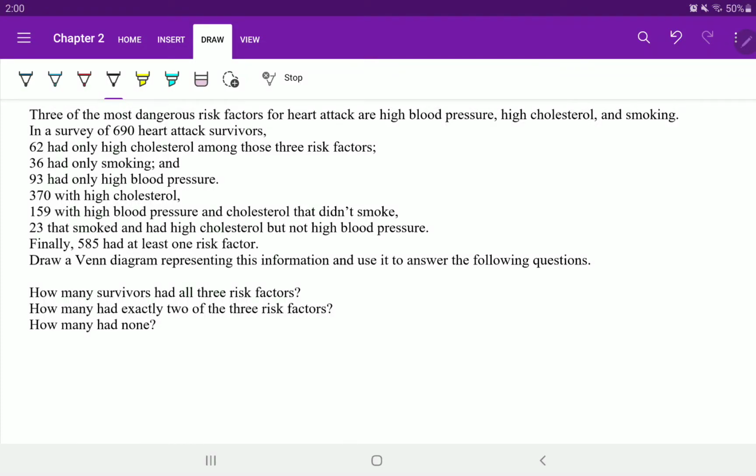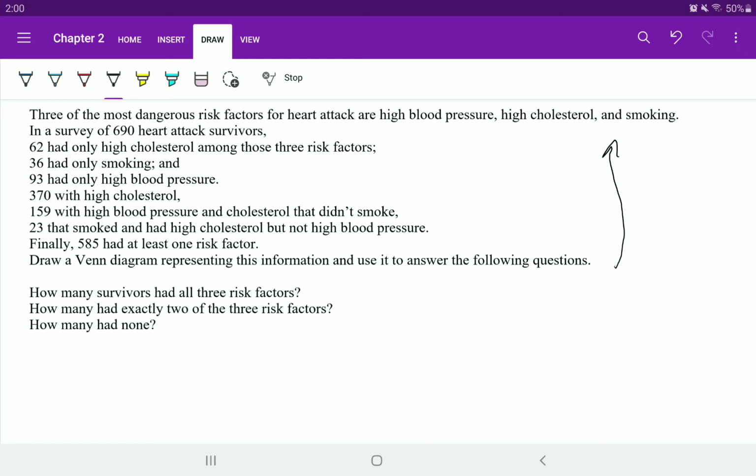All right, guys. Venn diagrams with three circles. Here we come. So it's the same approach as us using two circles. We want to read out information, and then we want to fill in the information from bottom to top. After that, we can answer the questions.